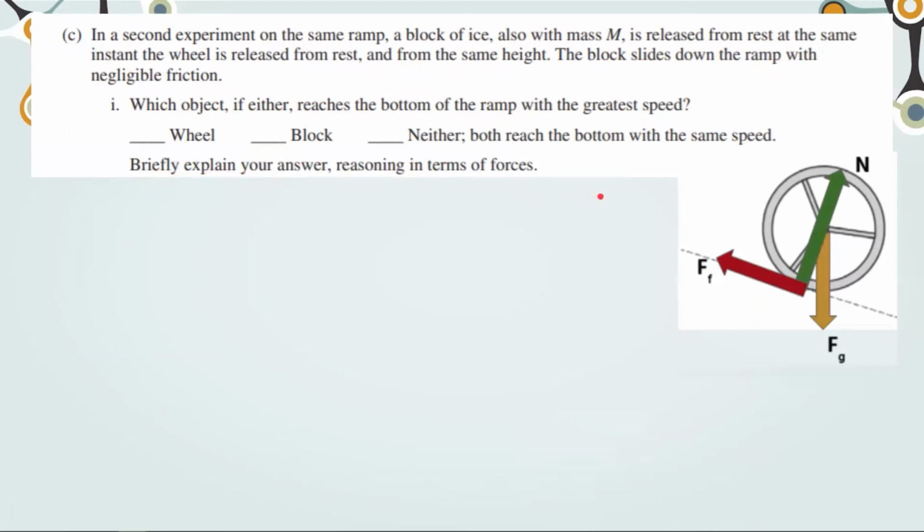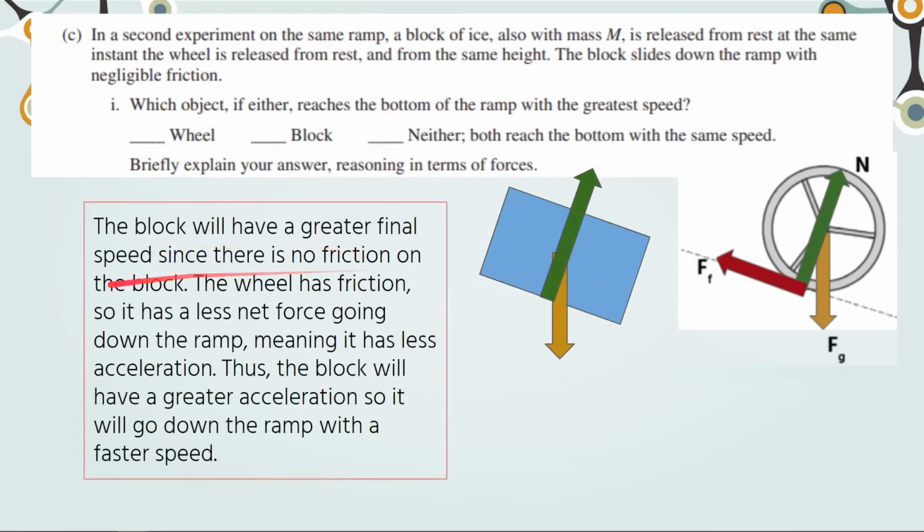So let's first picture the block of ice. This rectangle here would represent the block of ice. Now let's look at the forces on it. Of course, we'll have the force of gravity as well as the normal force since it's in contact with the surface. But there are no other forces, as it says the block slides down with negligible friction. So we can say the block will have a greater final speed since there's no friction on the block.